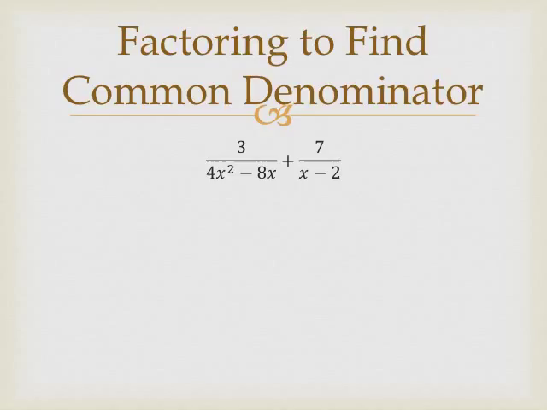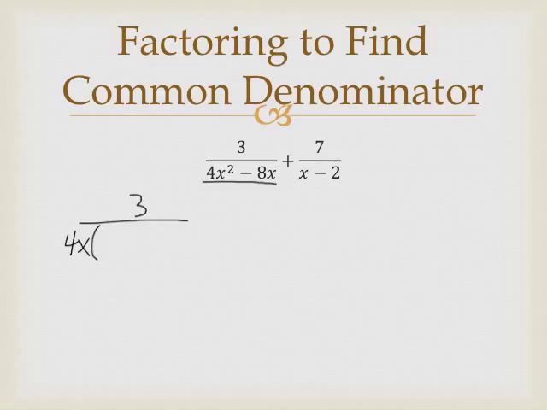So what we're going to do first is actually factor these denominators as best we can. So if you look here, this is a quadratic. However, it's a nice easy quadratic because we can factor with a greatest common factor. So they both have a 4 and they both have an x. So I'll be able to factor this out. I'll be able to factor out a 4x.